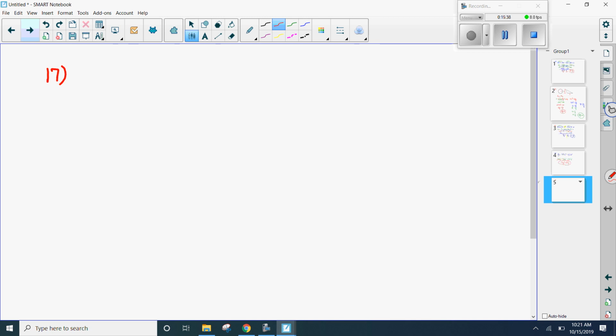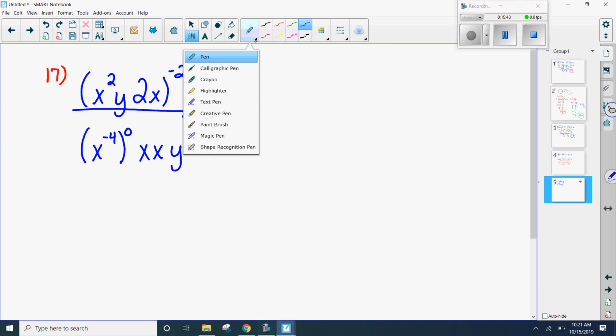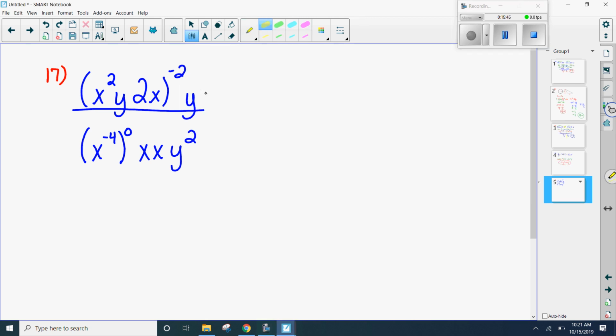17. We have x. Okay, the first thing I always do when I look at problems that look like this is separate the numbers, the numerical part, from the variables. Is there a number that is your base, not an exponent, but just a base? It's 2, right? Is that 2 being raised to a power? Yes, it is, because it's in parentheses with this as an exponent. That's the first thing I take into consideration: I have a 2 to the negative 2 power.